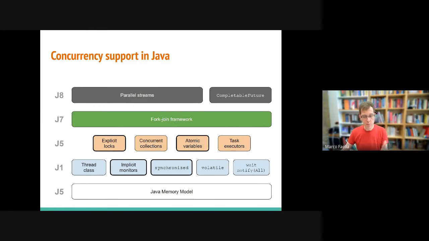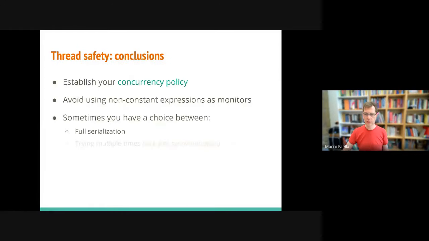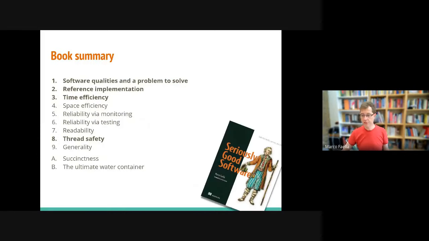Whereas in the book, if you want to become a multi-threading expert, you should know the lower-level primitives, such as implicit monitors, the synchronized keyword, the explicit locks, and so on and so forth. But in practice, you better stick to higher level functionalities as much as possible. And that's my quick summary of thread safety.